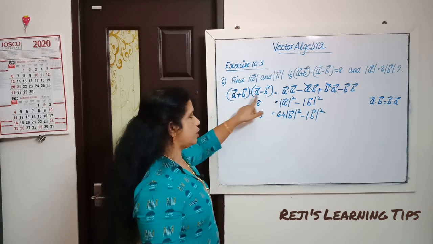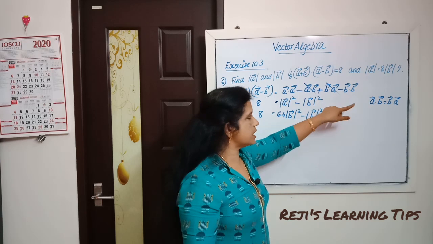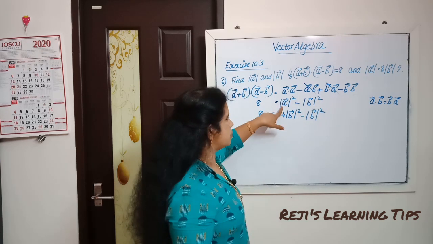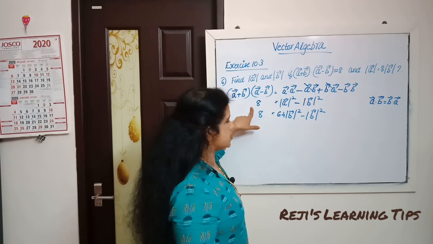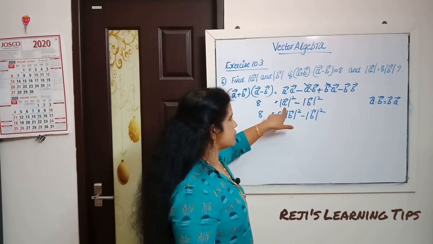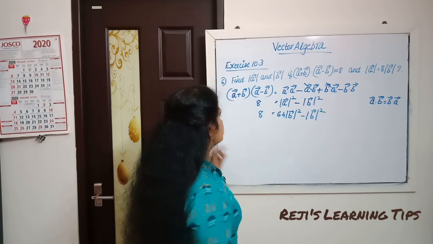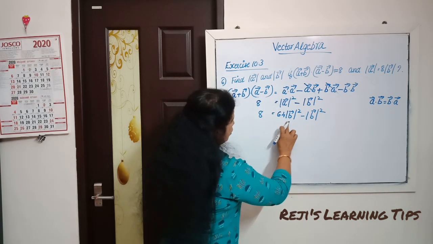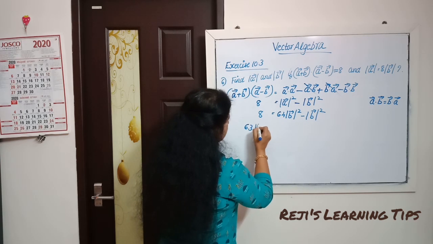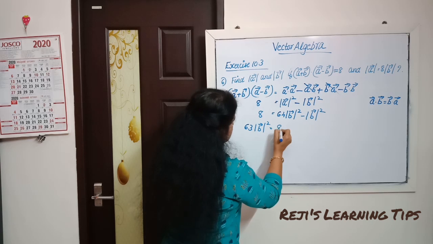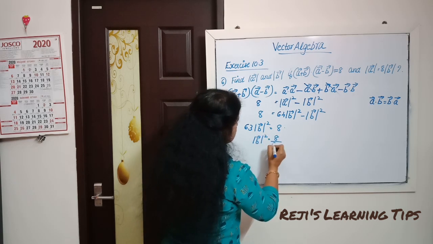Understood? (A plus B) dot (A minus B) means A dot A minus A dot B plus B dot A minus B dot B. The middle terms we can cancel, then we get modulus of A square minus modulus of B square, which is 8. Instead of A we write 8B. So 64B square minus B square, that is 63 modulus of B square, equal to 8. Then modulus of B square is equal to 8 by 63.